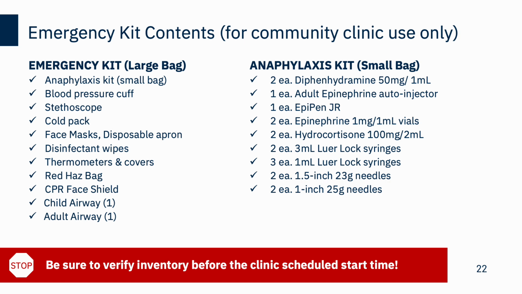Anaphylaxis kit: 2 diphenhydramine 50 mg 1 ml, 1 adult epinephrine autoinjector, 1 EpiPen Jr., 2 epinephrine 1 mg 1 ml vials, 2 hydrocortisone 100 mg 2 ml, 2 3 ml Luer lock syringes, 3 1 ml Luer lock syringes, 2 1.5-inch 23G needles, 2 1-inch 25G needles.